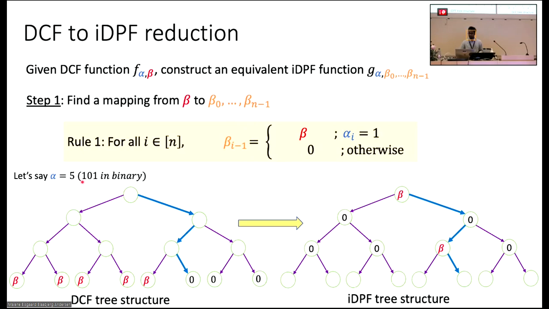Alpha here is 1, 0, 1. So you look at the first bit of alpha, it's 1, so you encode beta on the root. The second bit of alpha is 0, so you encode 0 along the second node. The third bit of alpha is 1, so again you encode beta. Now you have got this iDPF tree structure on the right.